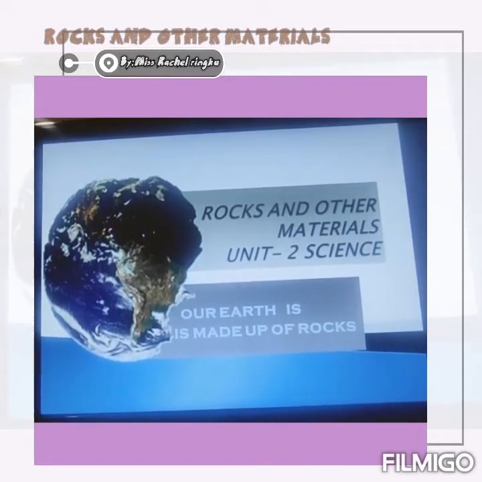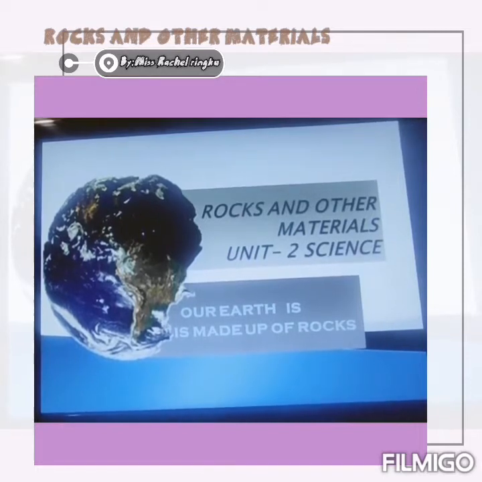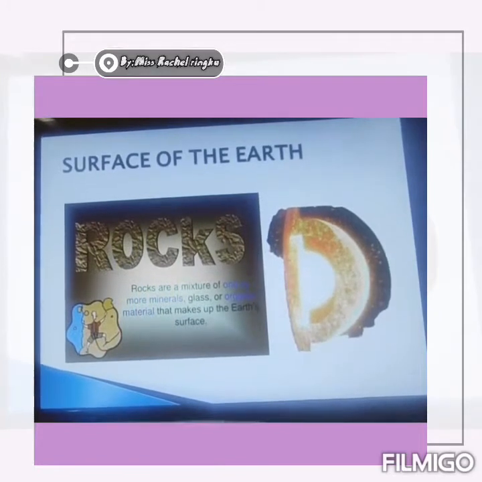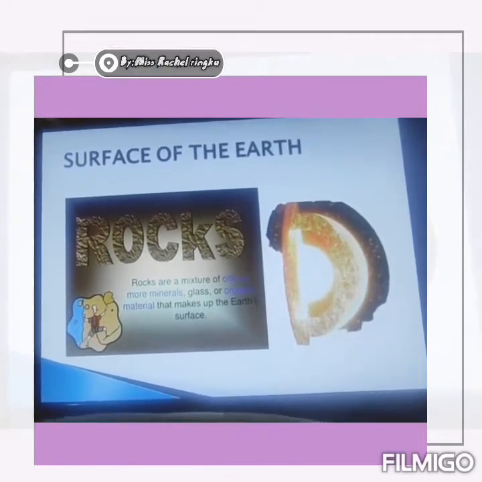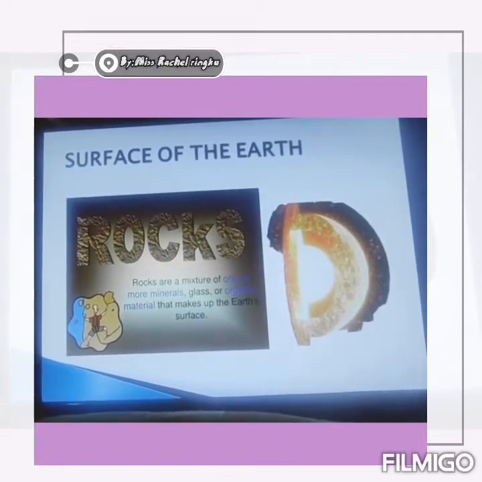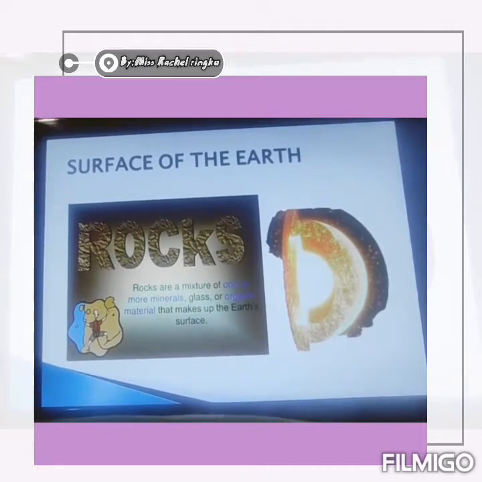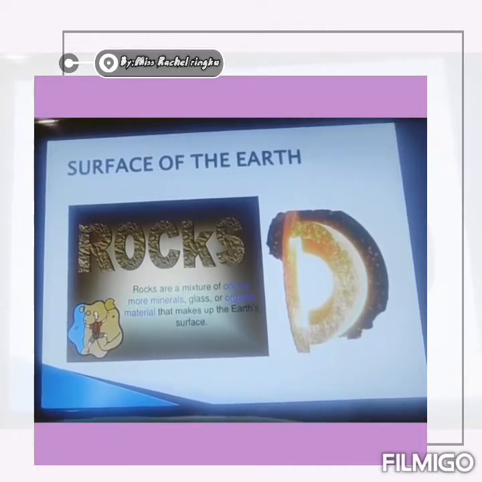Our Earth is made up of rocks. This is because rock is hard. The surface of the Earth, the one that we stand on, the land, is also made up of rocks. Rocks are a mixture of one or more minerals, which are made from glass or organic material that makes up the Earth's surface.